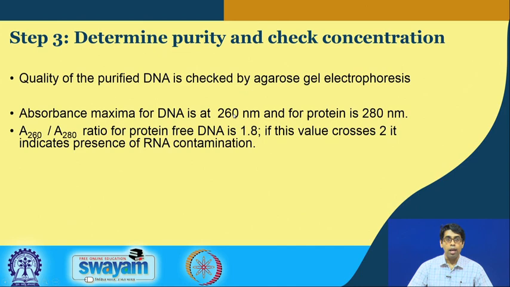Then you can check the absorbance of your sample at 260 nanometer to determine the amount of DNA. We also check the absorbance at 280, and then we take the ratio of these two absorbances. If the ratio is close to 1.8, it means that we are getting more absorbance at 260 than 280, so it means that there is not much protein present in our DNA sample. And if the value is less than 2, then it also indicates that there is not much RNA contamination. So gel electrophoresis will tell us the purity, and absorbance at 260 nanometer tells us the quantity, and also these two ratios tell us that there is not much protein and RNA contamination in our DNA sample.